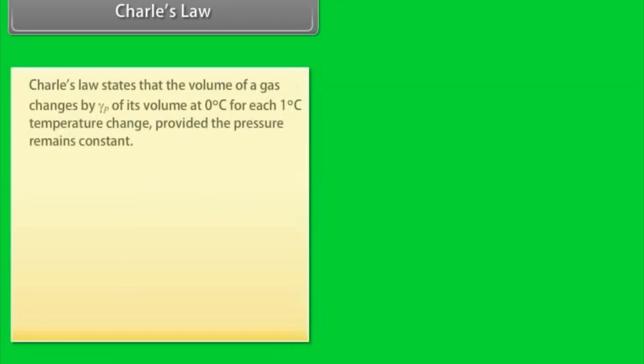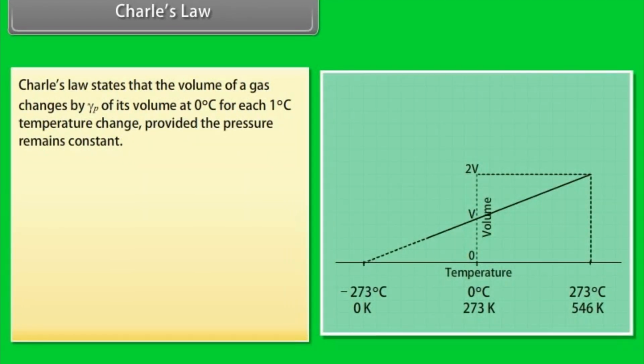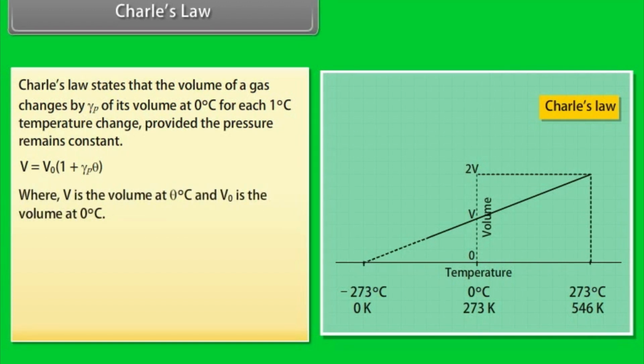Charles' law. Charles' law states that the volume of a gas changes by gamma P of its volume at 0 degrees centigrade for each 1 degree centigrade temperature change, provided the pressure remains constant. V = V0 (1 + gamma P theta), where V is the volume at theta degrees Celsius and V0 is the volume at 0 degrees centigrade.